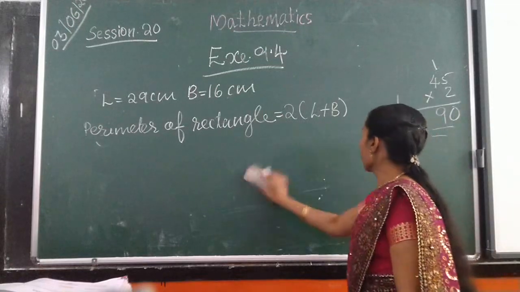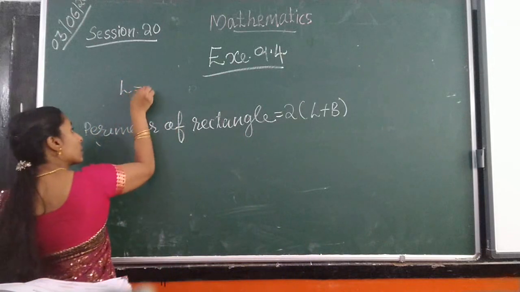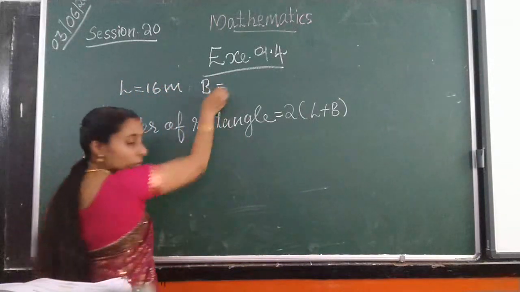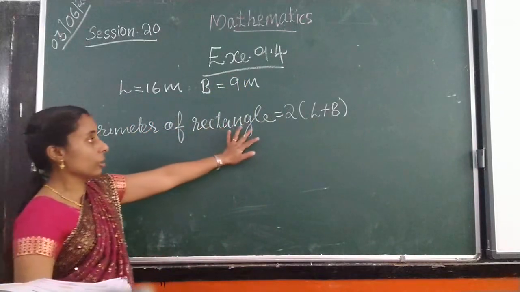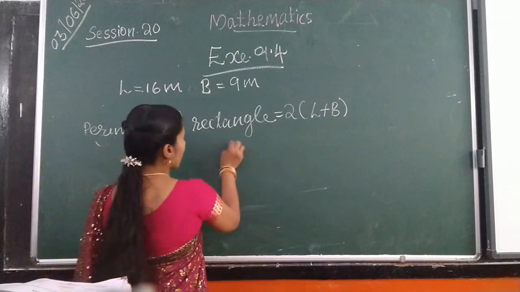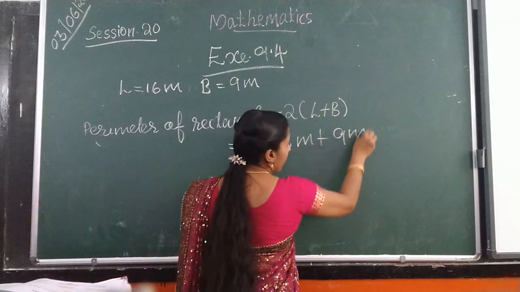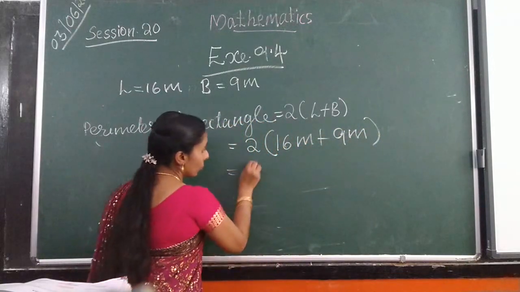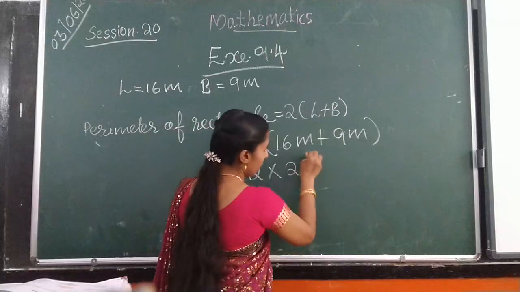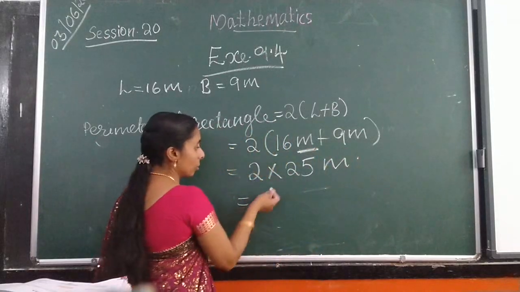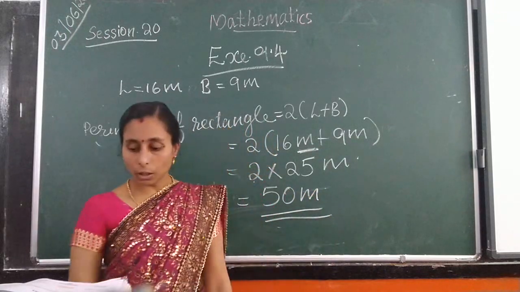Next question. Breadth is equal to 9 meter. Okay, we do. Perimeter of a rectangle is equal to 2 into L plus B. Then 2 multiplied by 16 meter plus 9 meter. Here it is meter. What is 16 plus 9? 25 meter. 2 multiplied by 25 is 50. 50 meter. Okay, the last one.